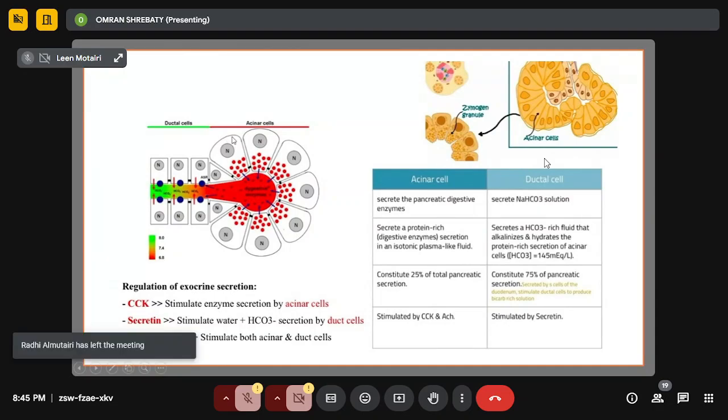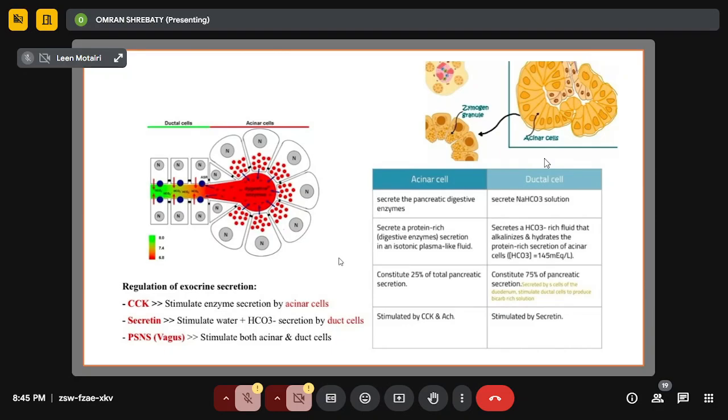Regarding the ductal cells and the acinar cells, as we already said, how are we going to regulate the exocrine secretions? It should be regulated by what? CCK, secretin, and the vagus nerve, the parasympathetic. The CCK mainly is going to stimulate the enzyme secretion by what? By the acinar cells. While the secretin is going to stimulate, but for what? For the ductal cells.